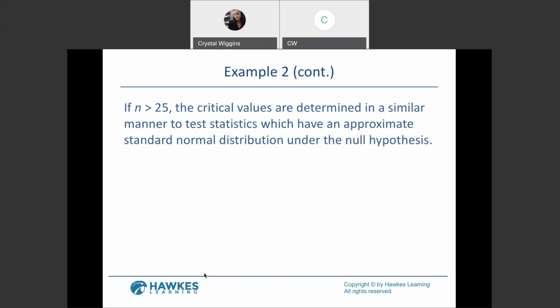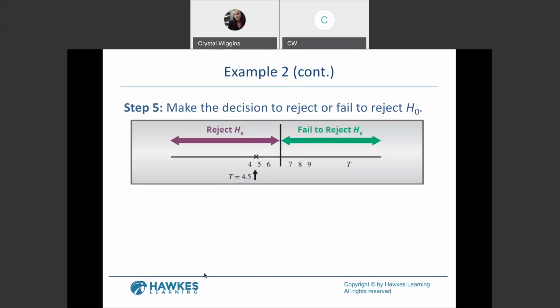So if our sample size was bigger than 25, the critical values are determined in a similar manner to test statistics, which have an appropriate standard normal distribution under the null hypothesis. So essentially, you would use your inverse norm in your calculators in order to calculate critical values if we have large samples, so z-scores. All right, so making our decision, 4.5 is definitely less than 6, causing us to reject the null hypothesis.